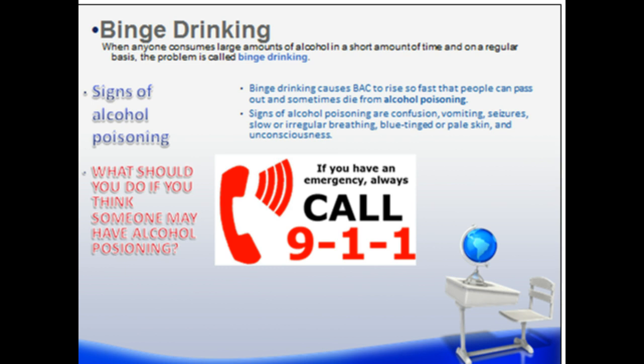Binge drinking. This is when anyone consumes large amounts of alcohol in a short amount of time on a regular basis. This problem is called binge drinking. Binge drinking causes BAC to rise so fast that people can pass out and sometimes die from alcohol poisoning. Signs of alcohol poisoning are confusion, vomiting, seizures, slow or irregular breathing, blue-tinged or pale skin, and unconsciousness.